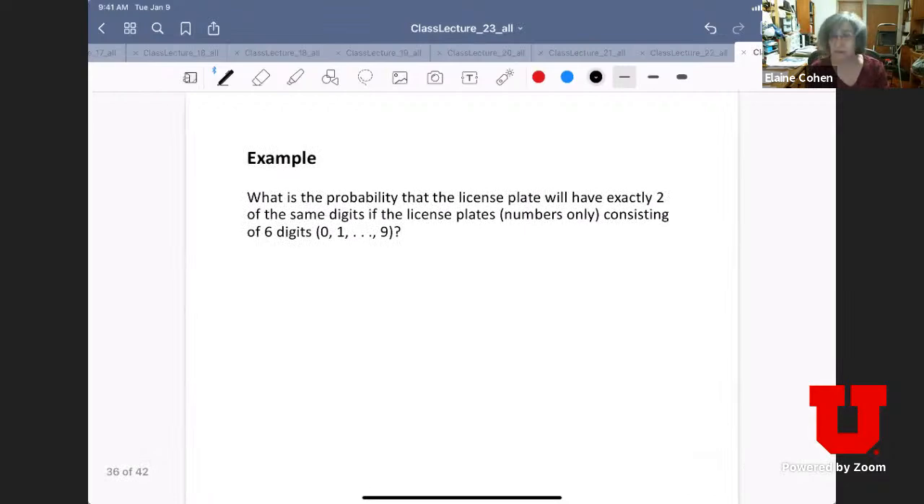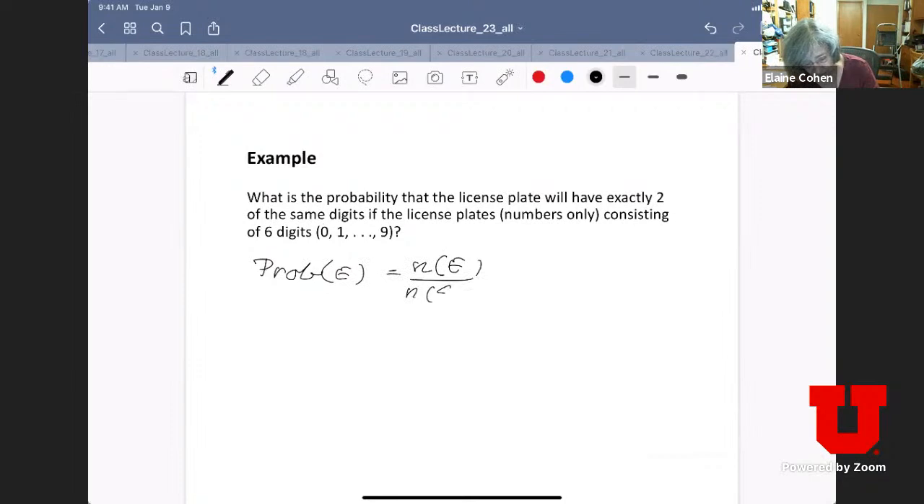Here's our question: what's the probability the license plate will have exactly 2 of the same digits? The same problem as before, but now we're asking probability. So the probability of the event E is equal to the number of elements in E over the number of elements in the sample space. The sample space is 10 to the 6th. We can have any digits in any places, repeated in any ways. It's ordered, but we're allowed repetition.